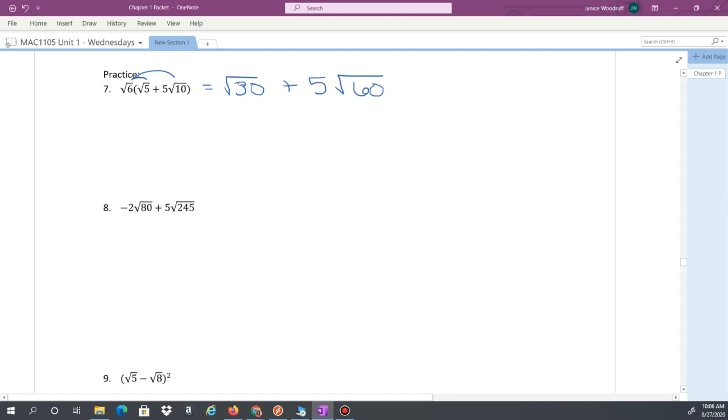Okay, and then let's see if we can simplify this. So we want to think about what multiplies to 30. You've got 1 and 30, 2 and 15, 3 and 10, none of which are perfect squares. So that's not going to simplify. For 60, I think 4 goes into 60. That would be 4 and 15, and 4 is a perfect square. So I'm going to separate this into my two factors, 4 and 15.